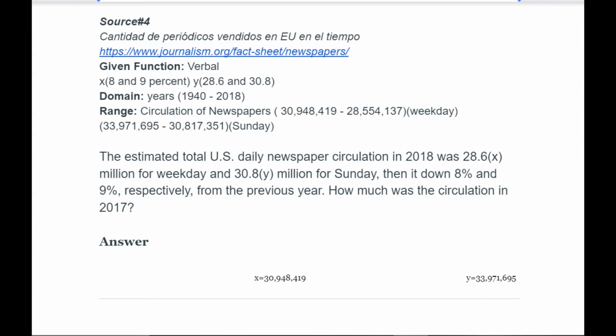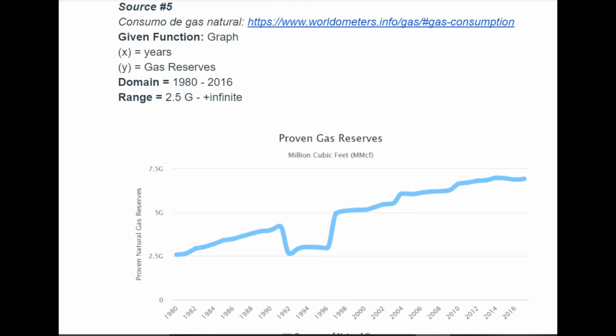Well, the answer for X is 30,948,419, and the answer for Y was 33,971,695. Source number 5, the given function is a graph.